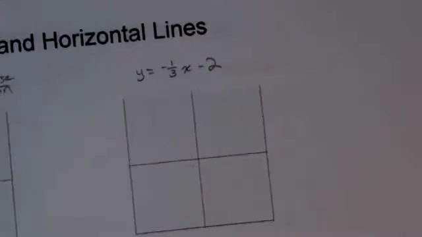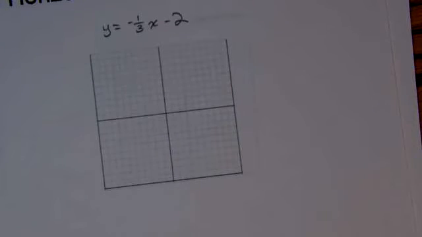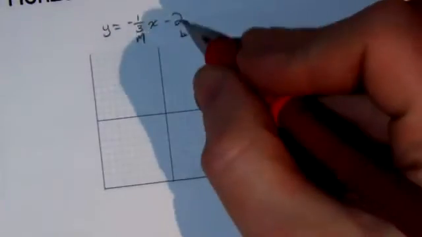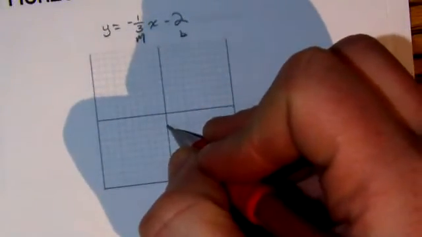All right, let's look at another one. y equals negative 1/3 x minus 2. Well, this is our b. This is our m. So our b is 2, but it's actually a negative 2. So we're going to go down 2.